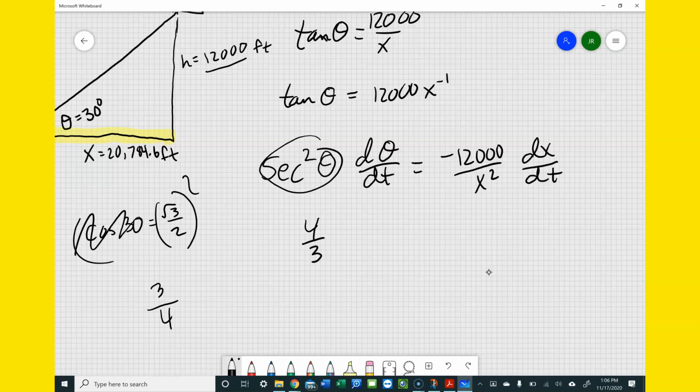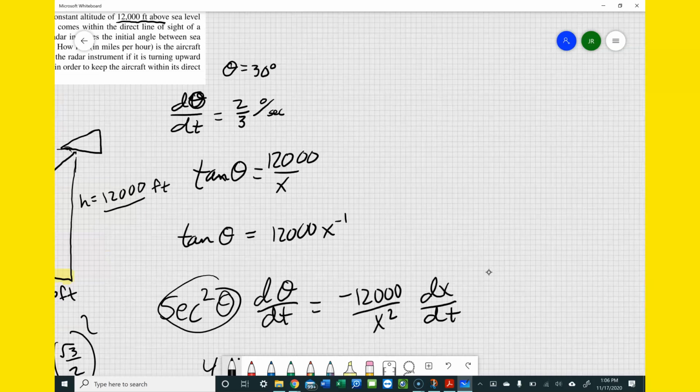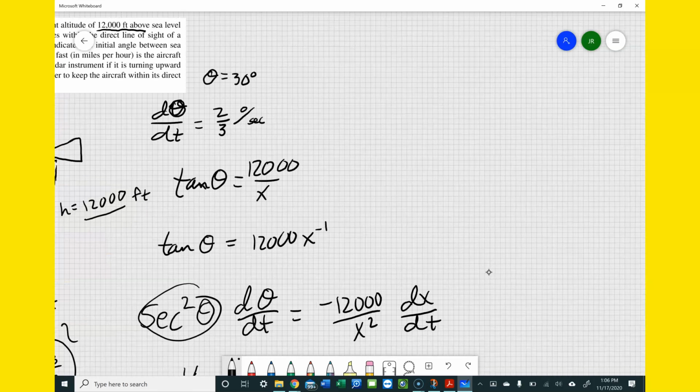Now d theta dt, let's think about that. It's 2/3 of a degree per second. I can't multiply by degrees, because that's going to mess up the units. I'm going to change the units to radians, because radians is a unitless unit. If you don't remember that from trig, you can take my word for it for now. It's a lesson for another time. So I'm going to change it to radians.